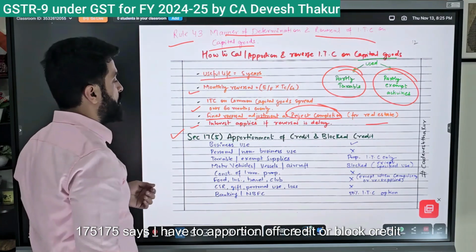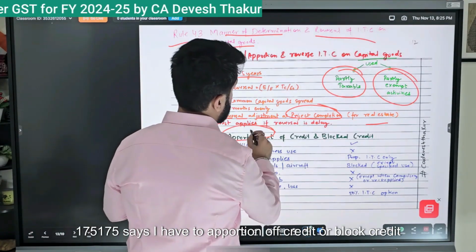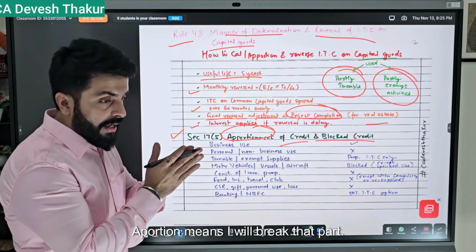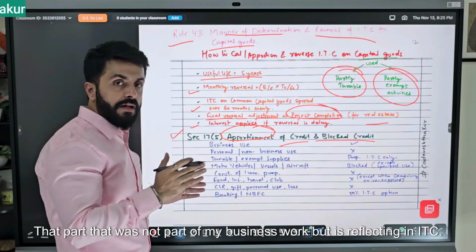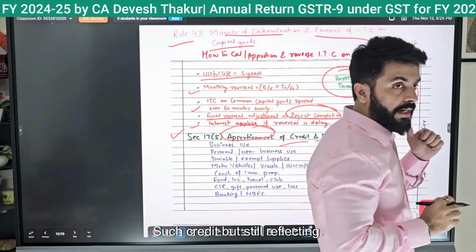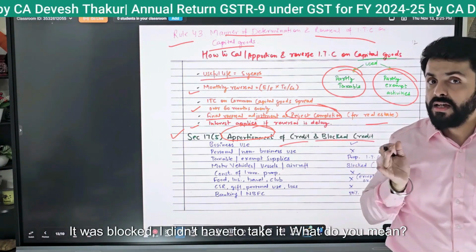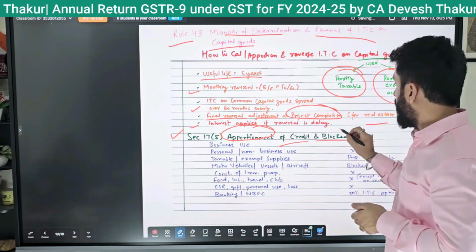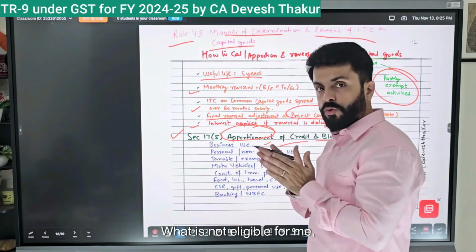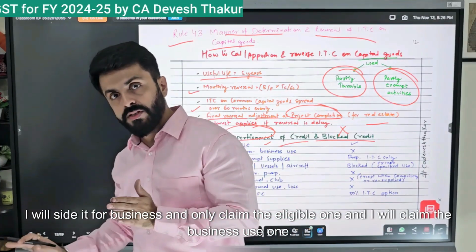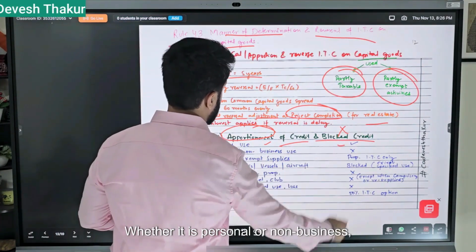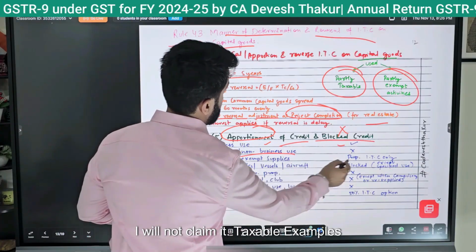Section 17(1) and 17(5) say I have to apportion credit or block credit. Apportion means I will break that part out, the part that was not part of my business work but is reflecting in ITC. Block credit means I am not allowed such credit but it is still reflecting. It was blocked, I didn't have to take it. If there is a mix, I will break it out. What is not eligible for me, I will exclude, and only claim the eligible one, the business use one. Whether it is personal or non-business, I will not claim it.